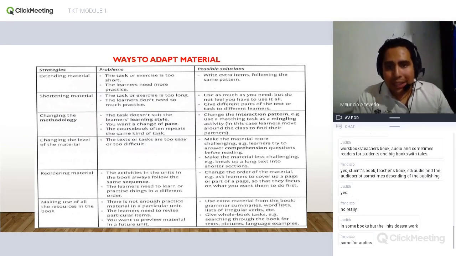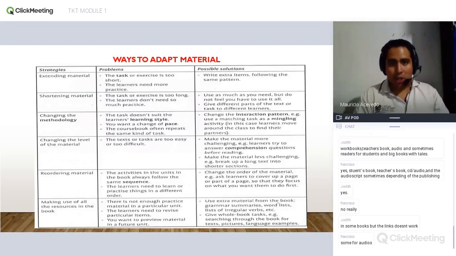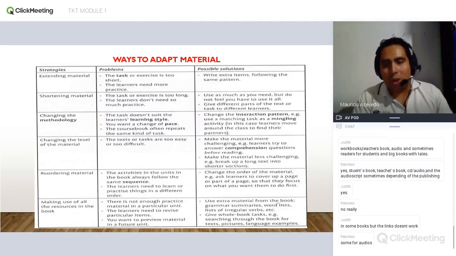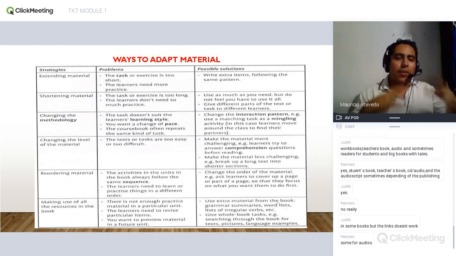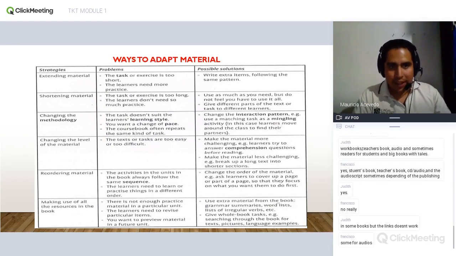Okay, in this case, make the material more challenging. Example, learners try to answer comprehension questions before reading. So you can ask them orally indeed. Okay, tell me what is this? Tell me what is the text about? Maybe it is very easy so they can produce. Okay, make the materials less challenging, the opposite. Break up a long text into shorter sections. Or maybe you can start helping them at the moment of reading, etc.